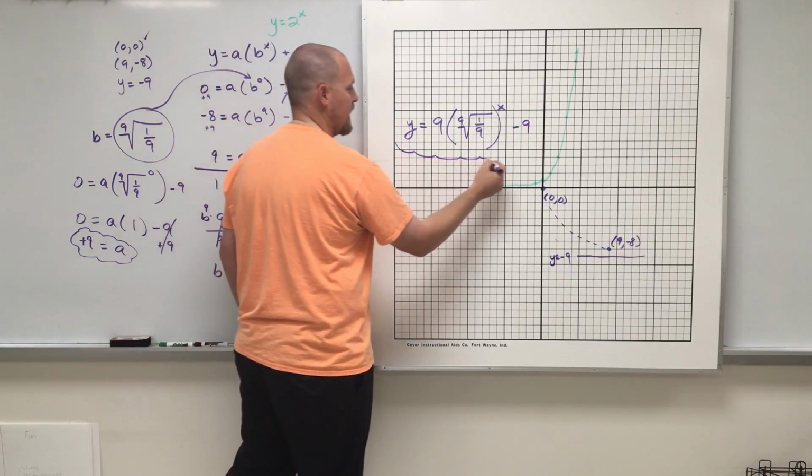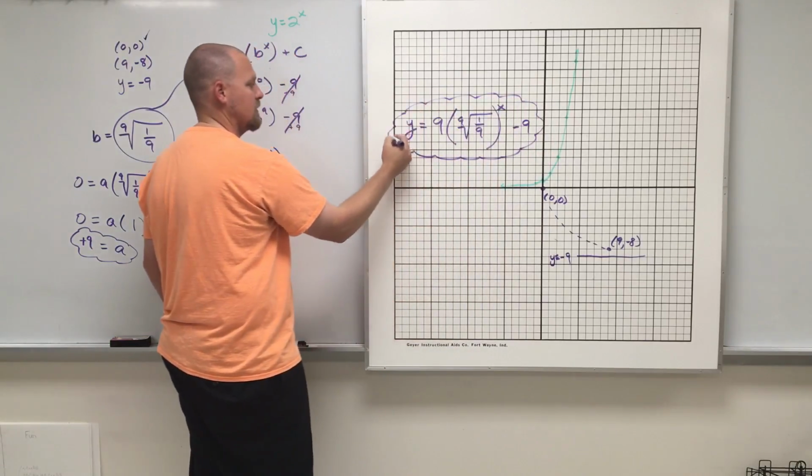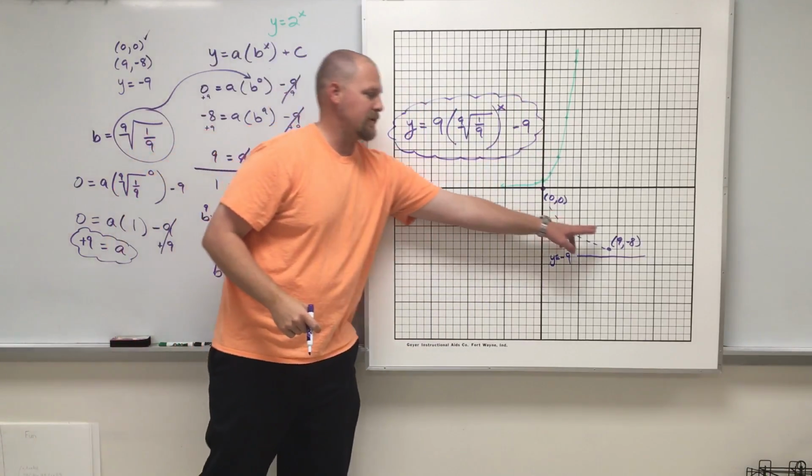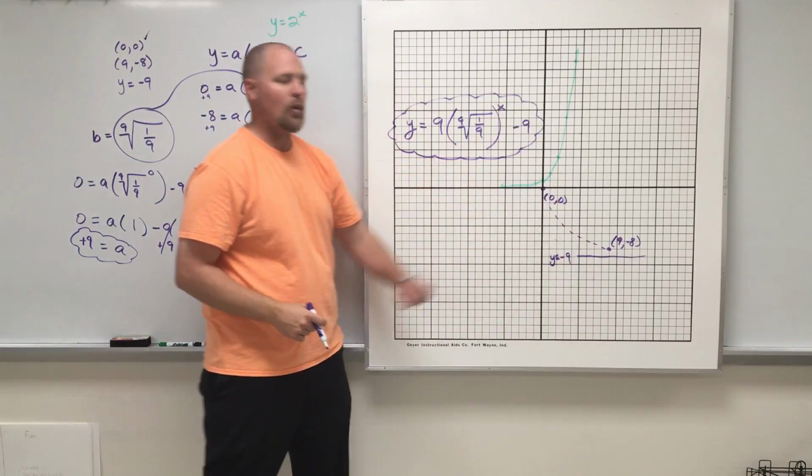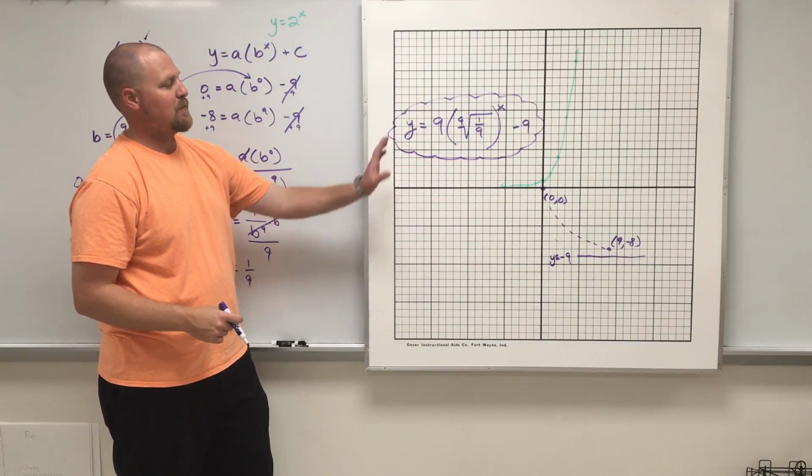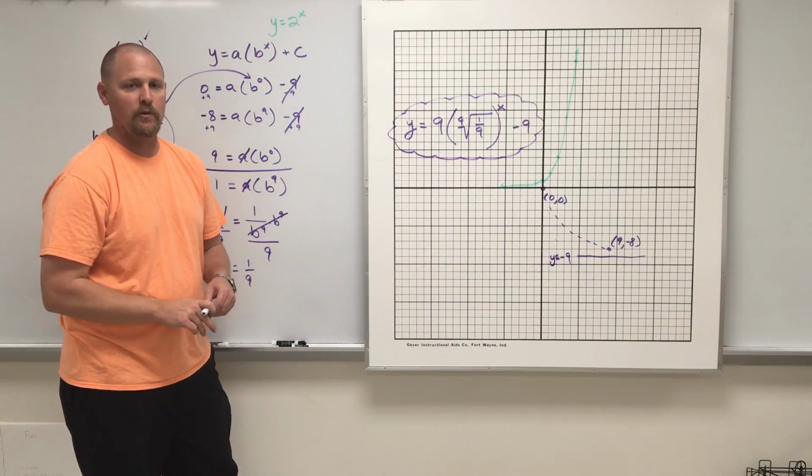This is my exponential equation that includes both (9, -8) and (0, 0), and gets me back to the origin, which is where our roller coaster needs to end.